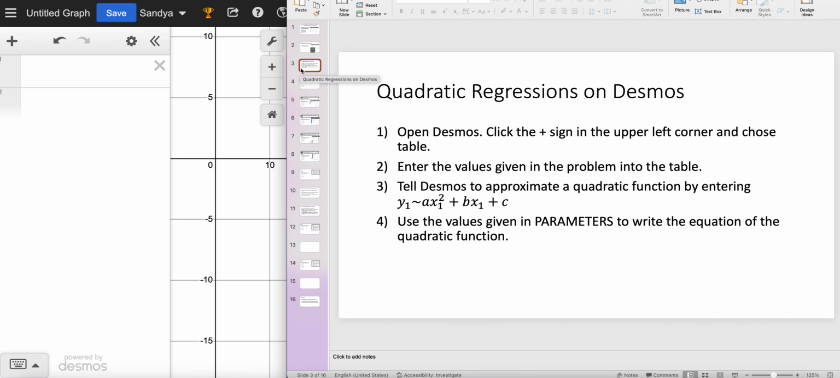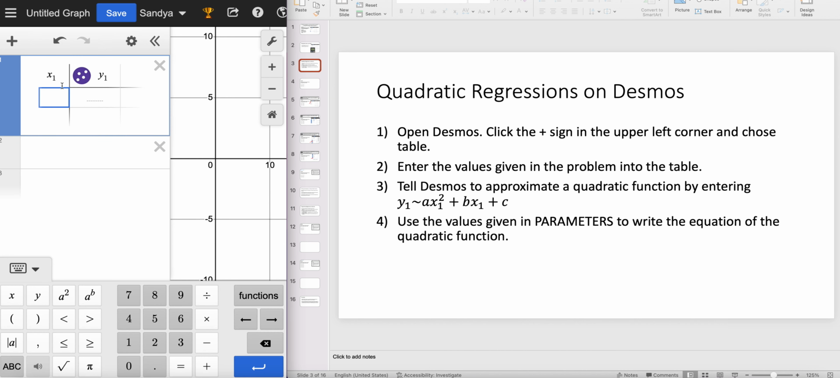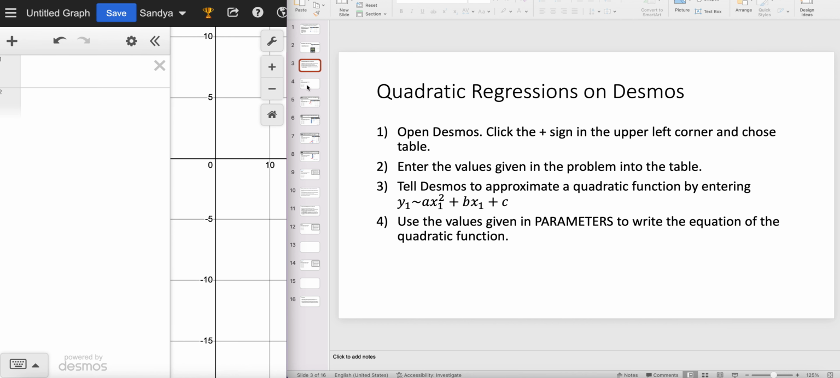So to do quadratic regressions on Desmos, remember you're going to open Desmos and then click the plus sign in the upper left-hand corner and choose Table. Then you're going to enter the values into the table, and then you're going to tell Desmos to approximate a quadratic function by entering y1 is approximately ax1 squared plus bx1 plus c. And then that's how you're going to tell it to figure out a quadratic function. Then it's going to give you values and parameters that you're going to be able to use to write the equation of a quadratic function.